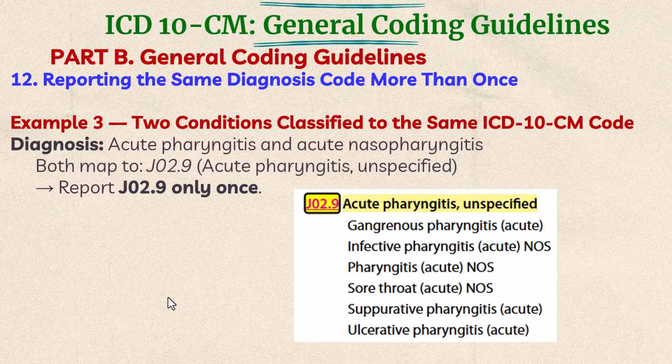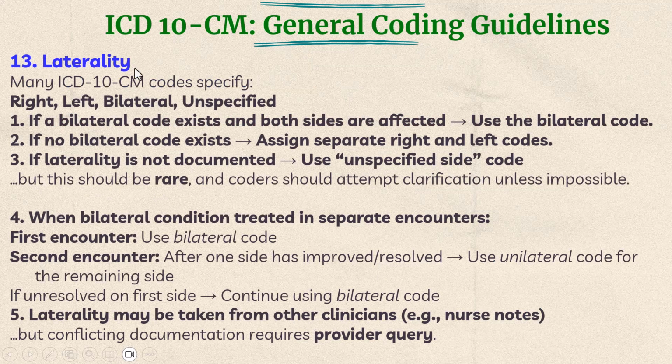Example 3. Two conditions classified to the same ICD-10-CM code. For example, the diagnosis says acute pharyngitis and acute nasopharyngitis. Both are mapped into the code J02.9. You can see this code description, so it includes the acute pharyngitis unspecified. So you have to code J02.9 only once.